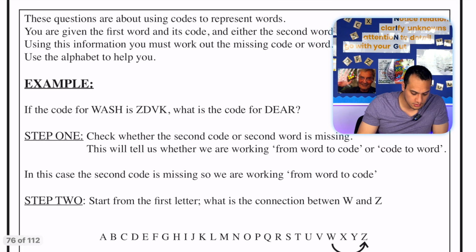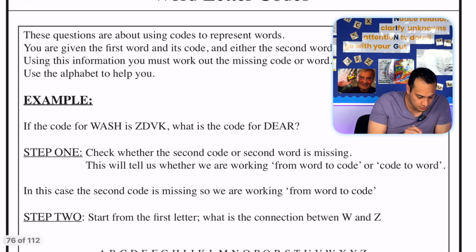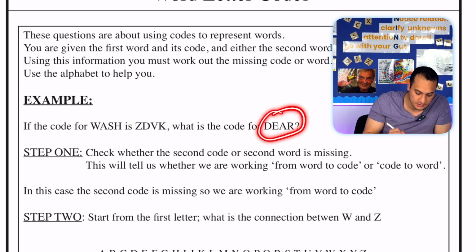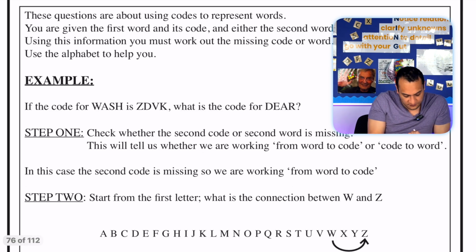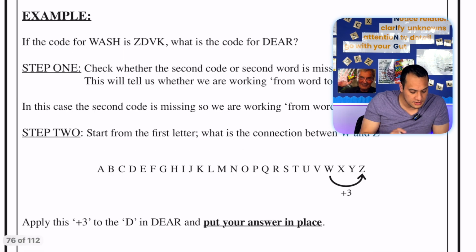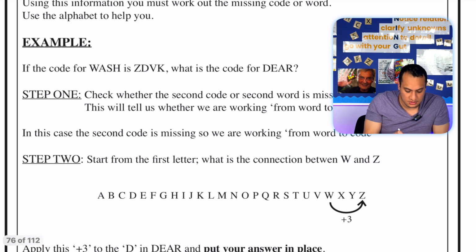Okay, so here's a little example. If the code for wash is ZDVK, what is the code for deer? So here we've been given the word and the code for that word, and then we've been given the word and we've got to find the code. Your first step is to check whether the second code or second word is missing. In this case, the second code is missing, so we are working from word to code.